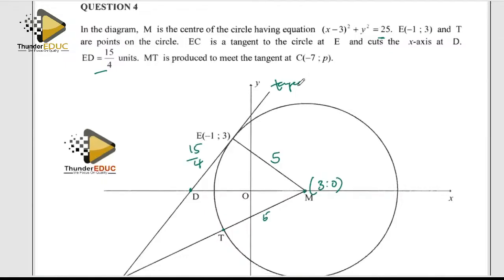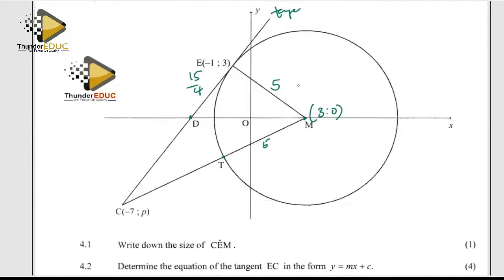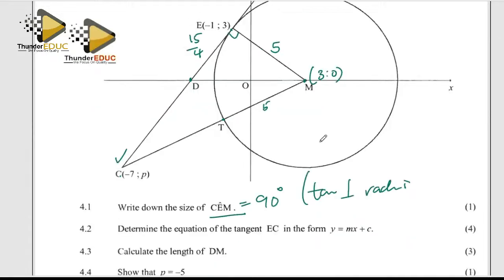Then MT is produced to get point C. They want the size of angle CEM, this angle here. We know that that angle is 90. Why? Because a tangent is perpendicular to the radius. Tangent and the radius will be perpendicular. And then they want the equation of the tangent EC in the form y equals mx plus c.